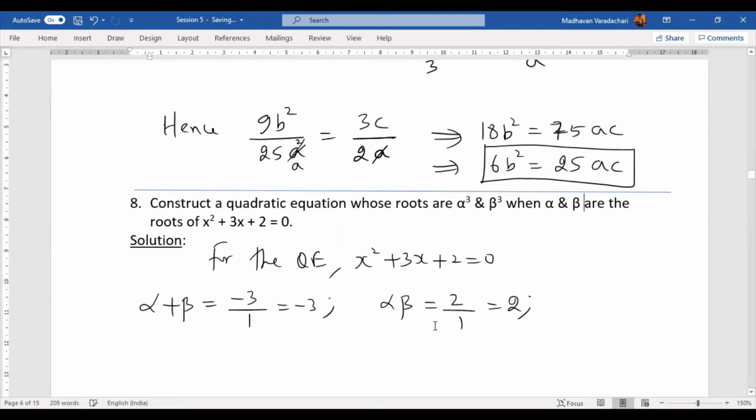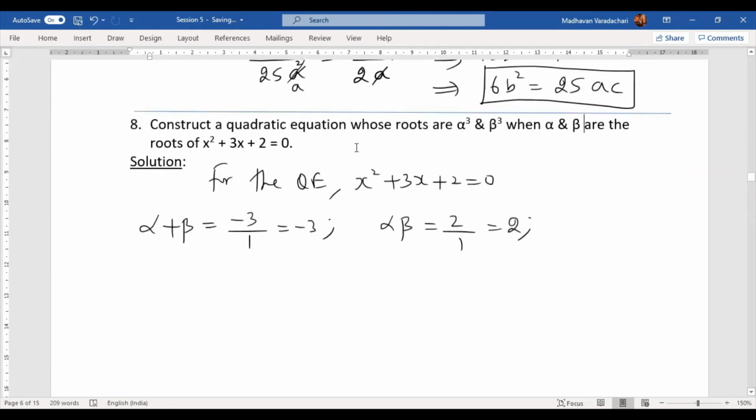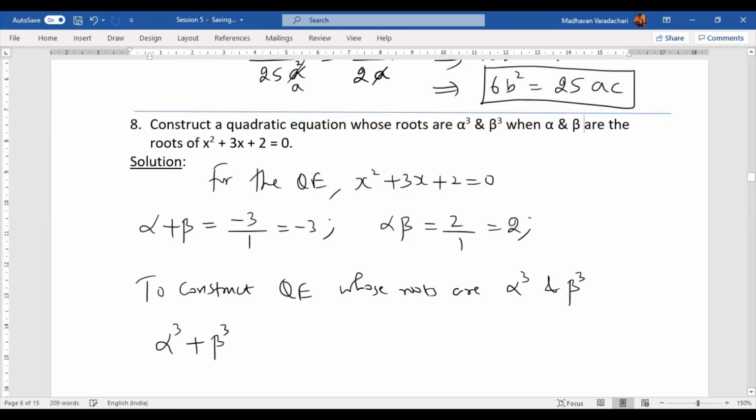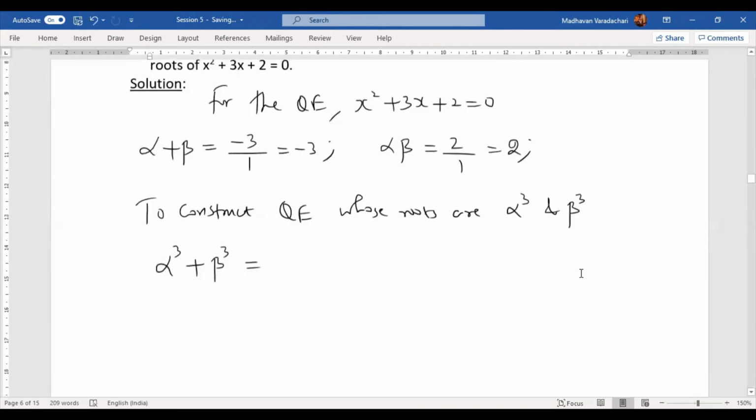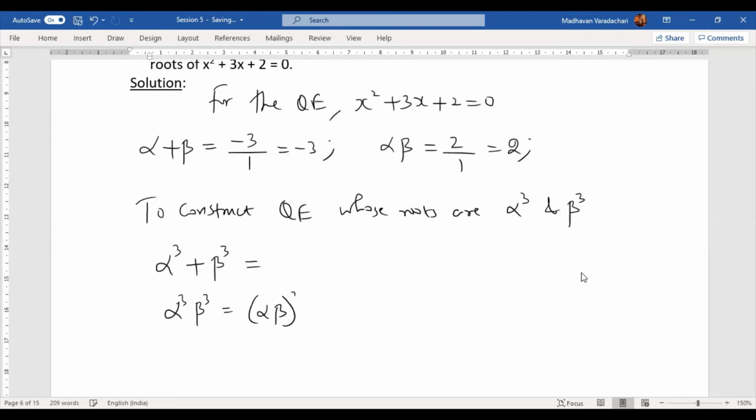Now we have the sum of the roots and the product of the roots available. Now the question is to construct a quadratic equation whose roots are alpha cube and beta cube. So now if I have to construct, I need to find the sum of the roots, alpha cube plus beta cube, which is what we have to find. Then secondly, I need to find the product of the roots, alpha cube beta cube. That can be written as alpha beta, the whole cube.